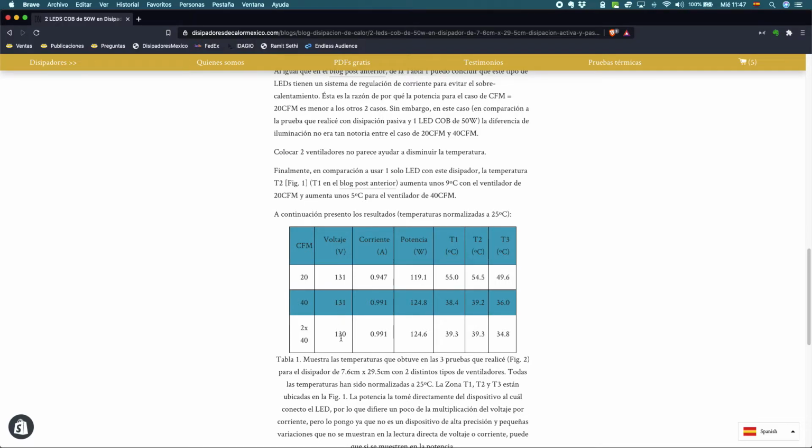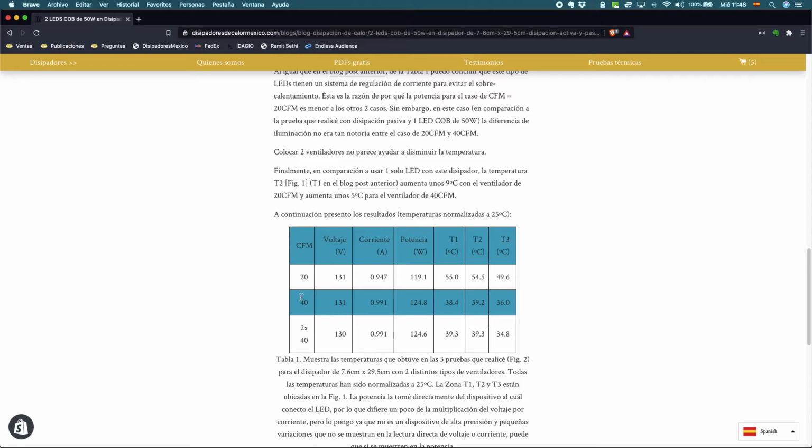In the case of the 40 CFM fans, there wasn't a measurable difference between using only one and two fans, and this is a result that I have gotten in repeated experiments with other heatsinks and other LED combinations. And the fact is that adding one more fan that has the same CFM doesn't help to reduce the temperature.